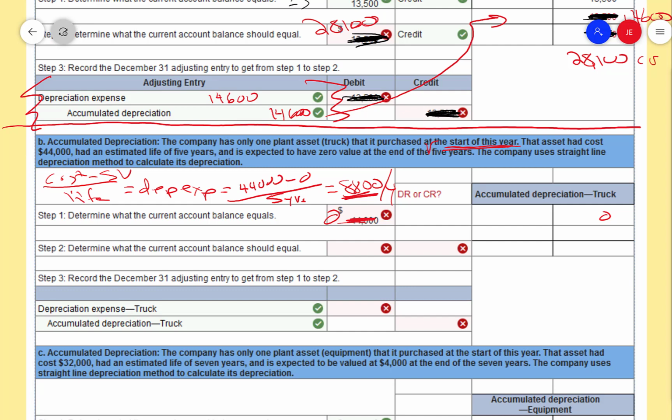Remember, accumulated depreciation measures the loss of usefulness. Well, if we just bought it this year, we haven't used any of it up, right? So the beginning balance is 0 because we just bought it. We know that we're going to depreciate it by 8,800 a year. So depreciation expense, accumulated depreciation for 8,800, right? So again, we take that credit, we bring it right up to here, 8,800, right? So my ending balance is 8,800 bucks. Okay, they made that easy because we had nothing to start with, right?